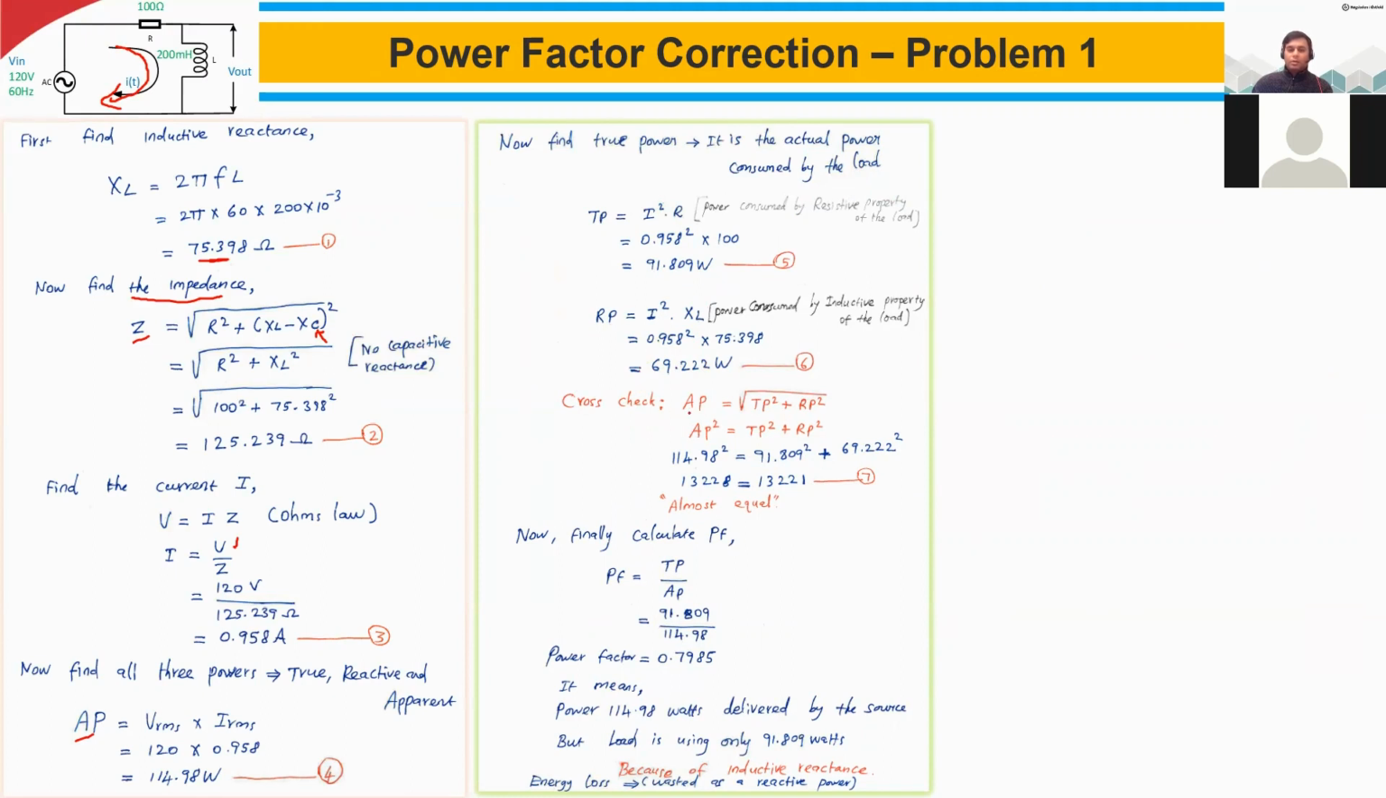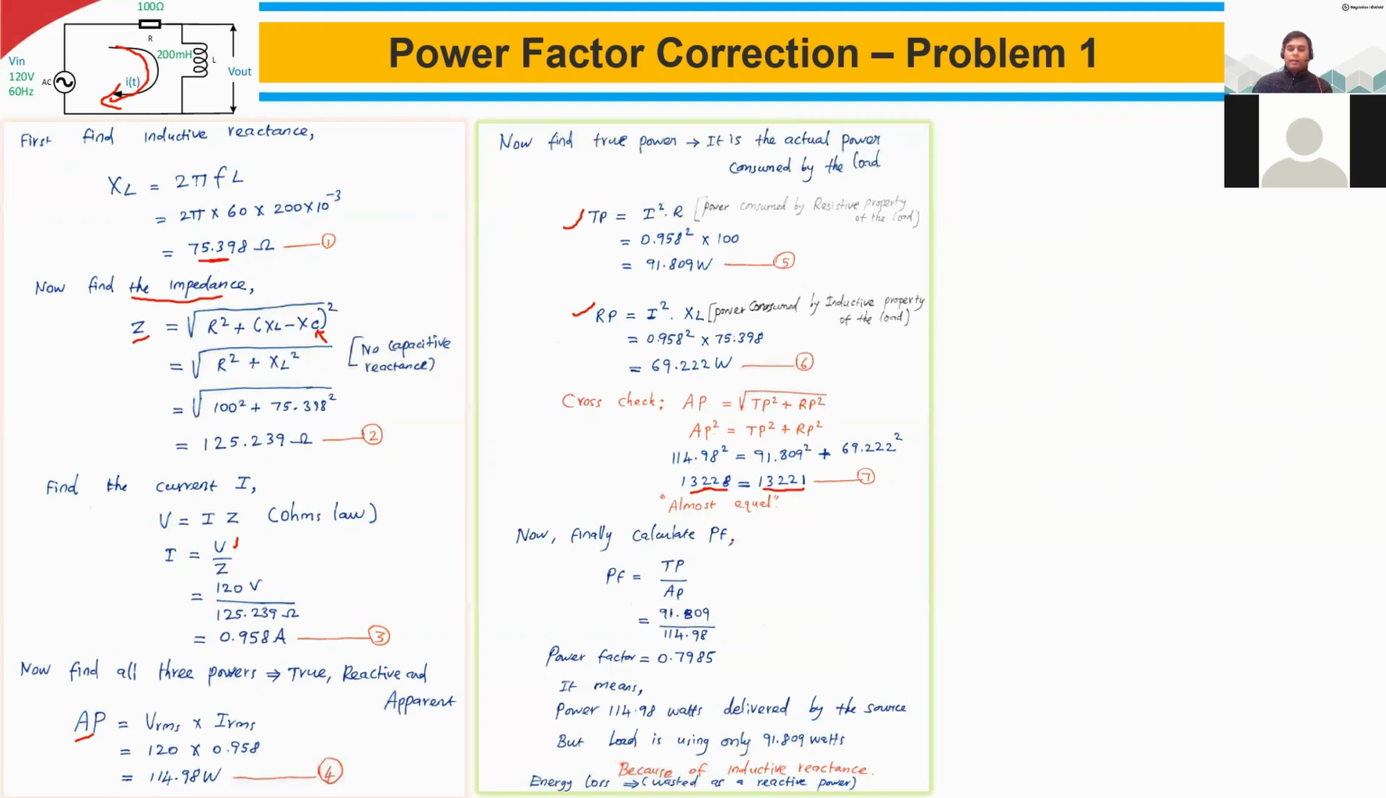Now you can also make a cross check. We know the formula for AP, apparent power, is equal to the square root of TP square plus RP square. We know the TP and RP, and AP you have found already, 114.98. You just apply the values and use the calculator, and you will find the apparent power on the other side. It's not exactly equal, but it's almost equal, so it's okay.